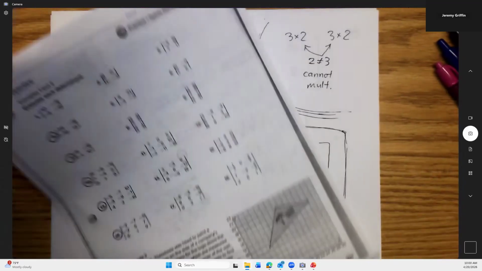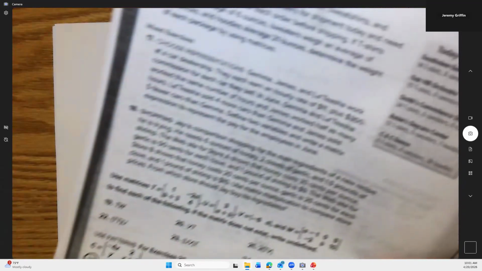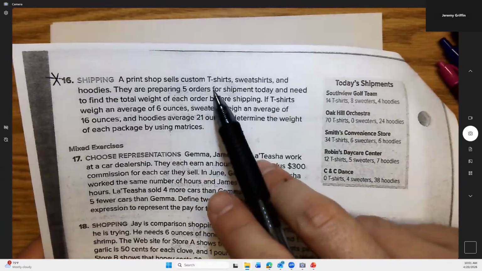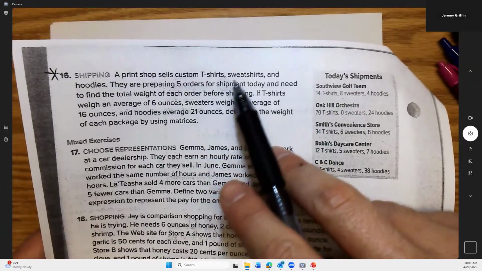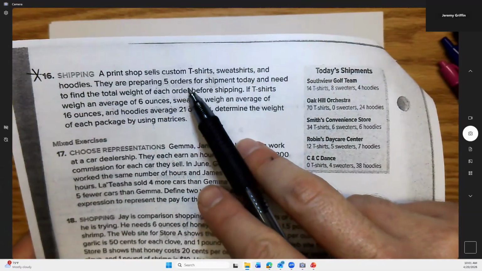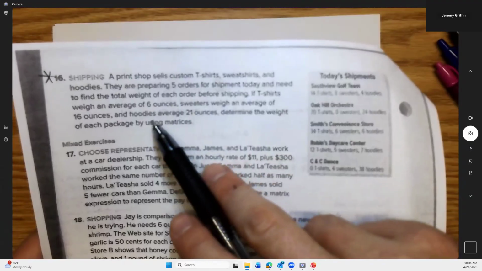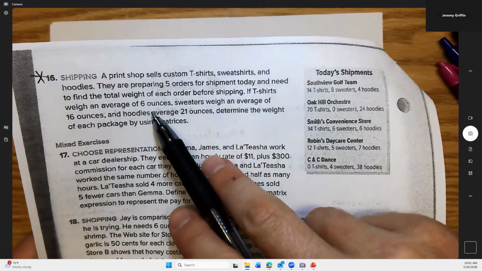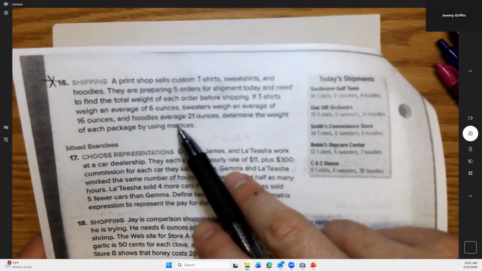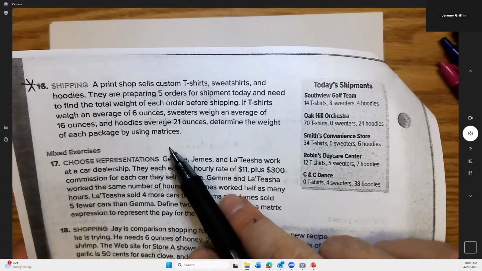Okay, that's great. I'm going to do one more with you guys for notes. That's going to be number 16. We got a story example. There are a few like these. We got custom t-shirts, sweatshirts, and hoodies. There are 5 orders for the shipment, and they need to find the total weight before shipping. The t-shirts weigh 6 ounces. The sweaters weigh 16 ounces. The hoodies weigh 21 ounces. Determine the weight of the package by using matrices.